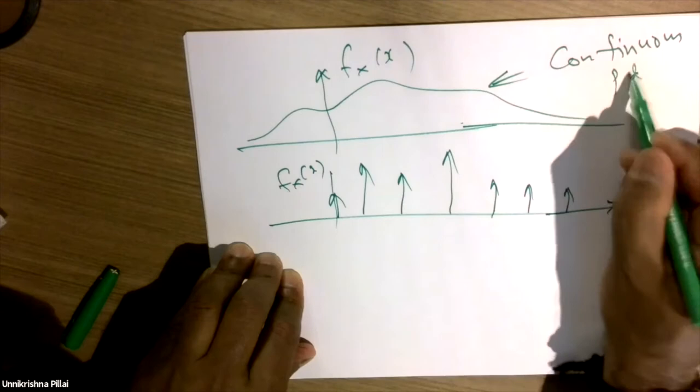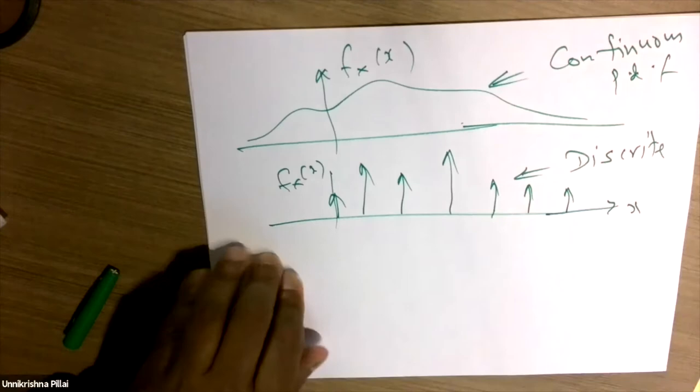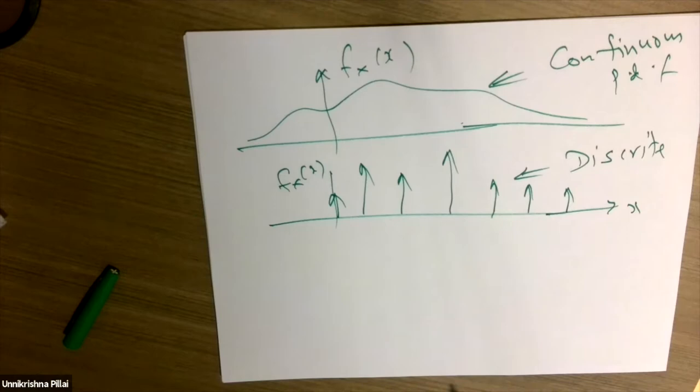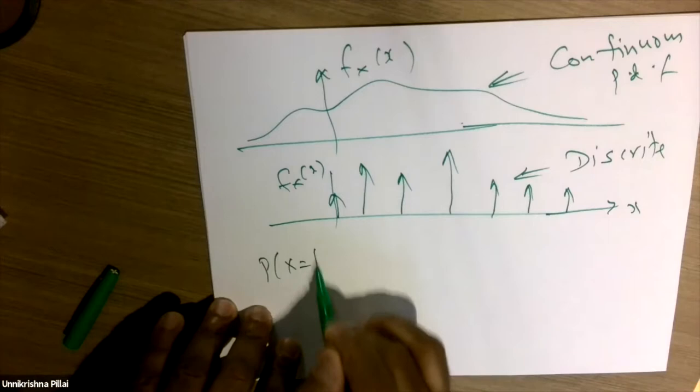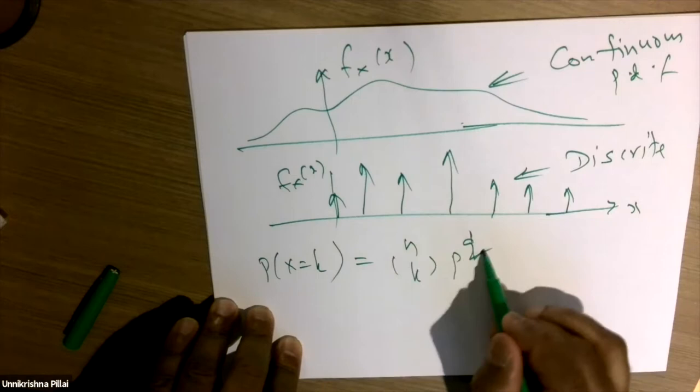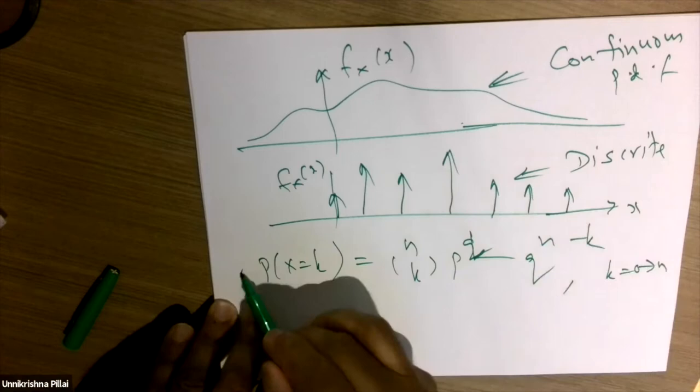If you toss a coin n times and the random variable represents the number of heads in n tosses, the probability that X equals k is a bunch of impulses: n choose k, p to the power k, q to the power n minus k, for k equal to 0 through n. That's an example of a discrete random variable. This is binomial.